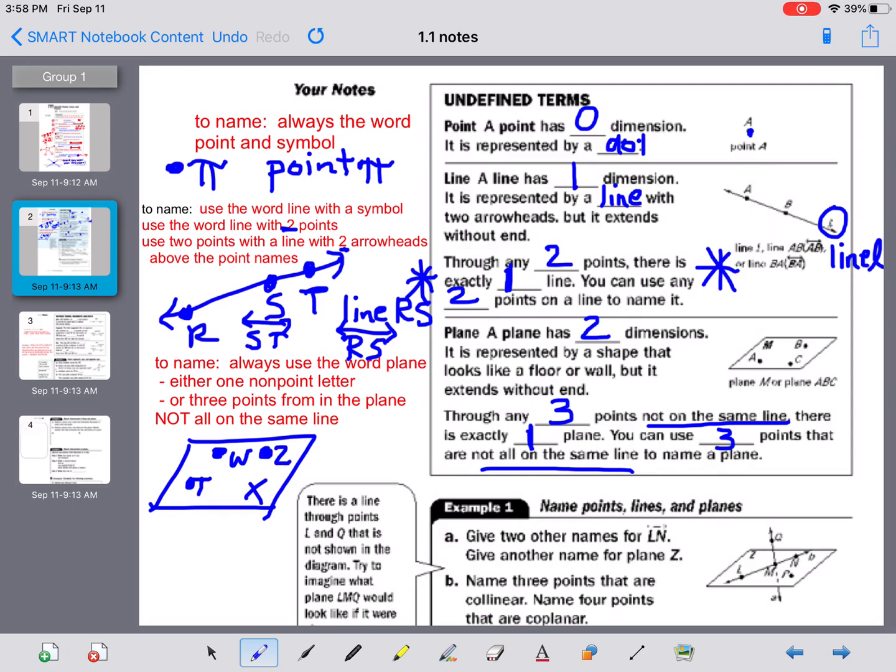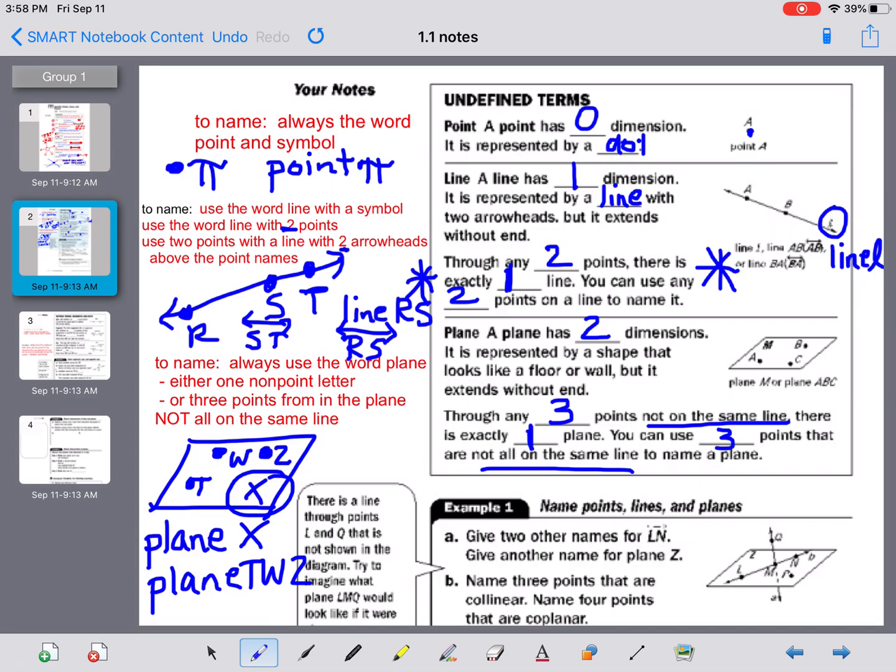So here's my plane. When I go to name a plane, I have to write the word plane all the way out, P-L-A-N-E, plane. And you have 2 options from there. You can either use a letter that is not a point, so I can call this plane X, or I can name a plane with 3 points that are not on the same line. T, W, Z. It doesn't have to be in alphabetical order. It can be mixed up as long as it's 3 points.